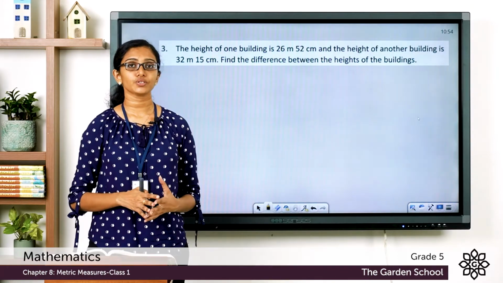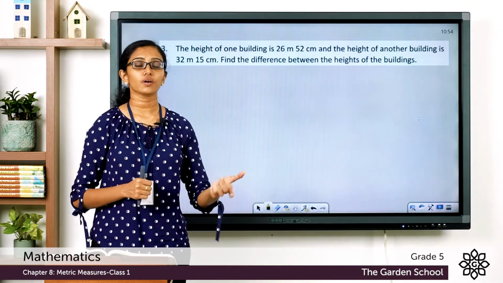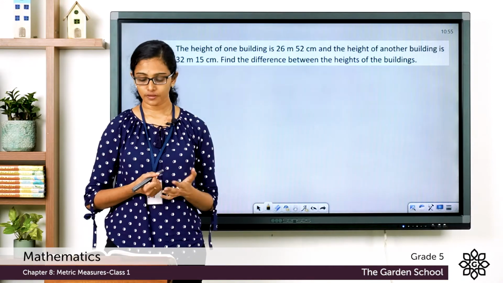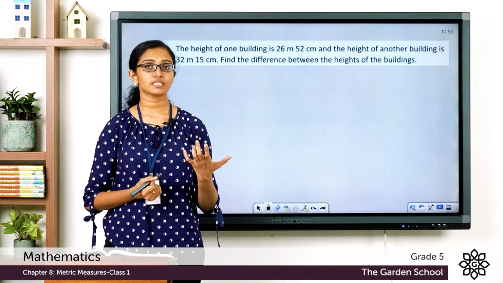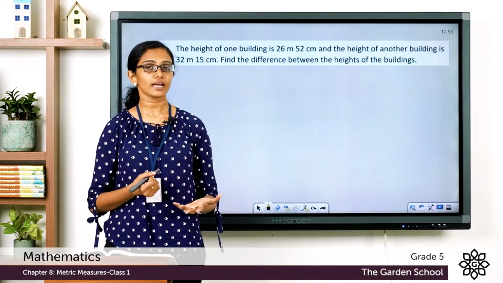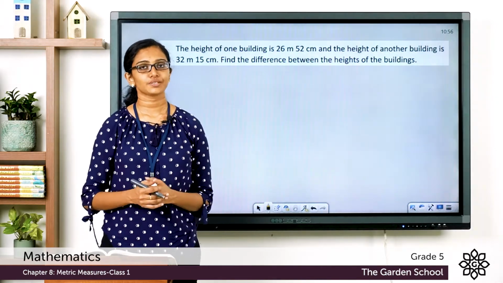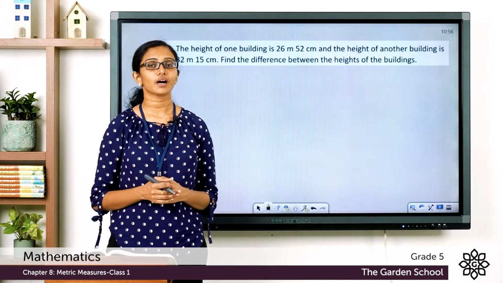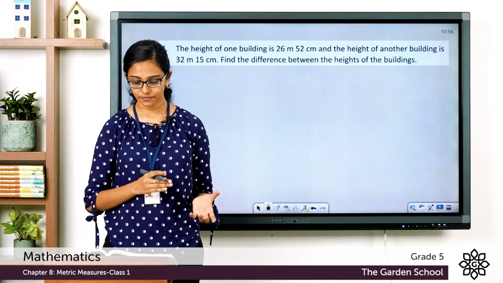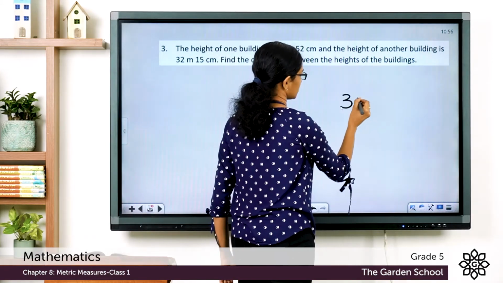You have to arrange the given measurements in proper columns of units and then do the addition or subtraction. So here in this question, what are the measurement of heights given? 26 meter 52 centimeter and 32 meter 15 centimeter. To find the difference, you have to write the bigger measurement first or at the top. So let's write the given measurements in proper columns of units. Here, the bigger measurement is 32 meter 15 centimeter. So let's write that one first.